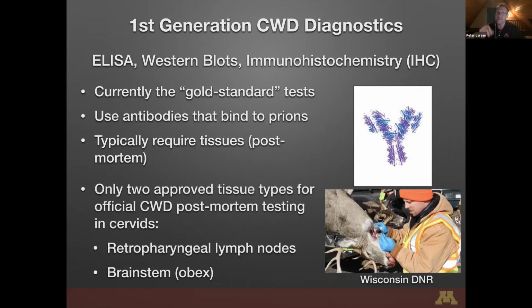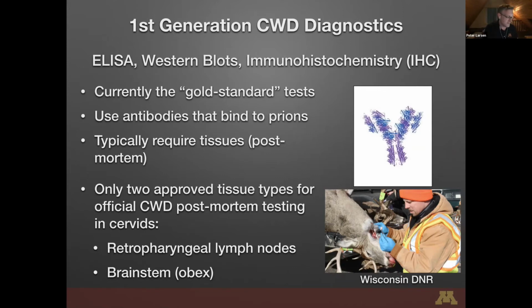But these tests use very specific tissue types. There's a reason, and I talked about this during the first talk, there's a reason why retropharyngeal lymph nodes are so important for testing, okay? And there's a reason why brainstem is so important for testing, and it's because the prions are enriched there.